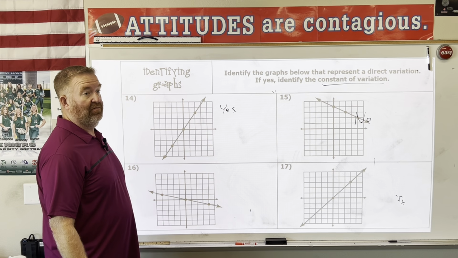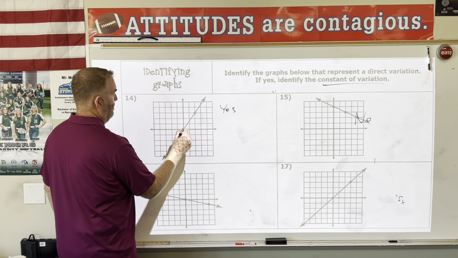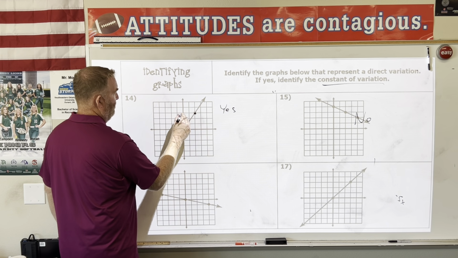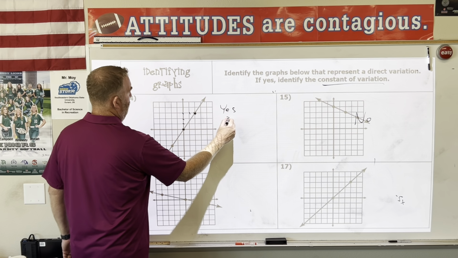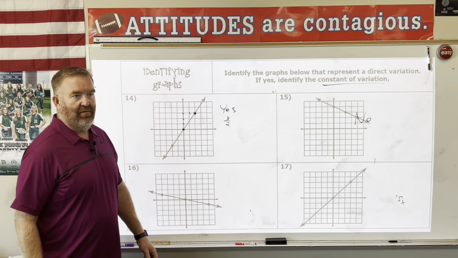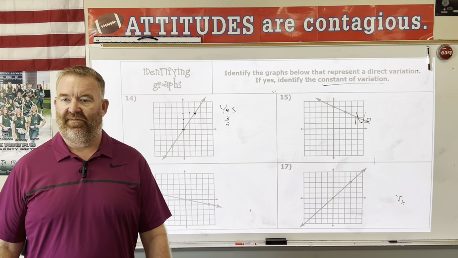Say it. Slope. Point. Go up 1, 2, 3, and over how many? 3 over 2. We're done. Just find the slope. If it asks for the constant of variation, just find 2 points and count rise over run. Okay? Number 15.